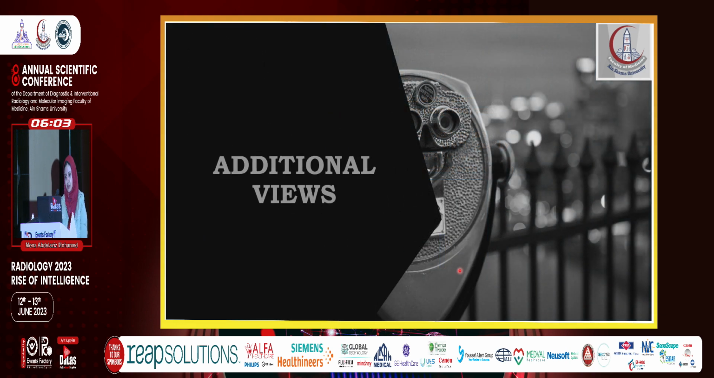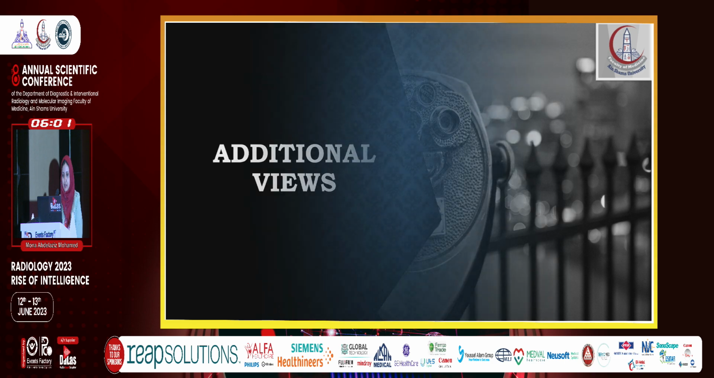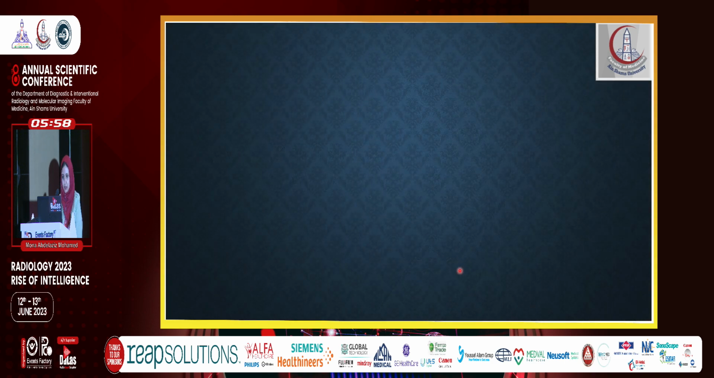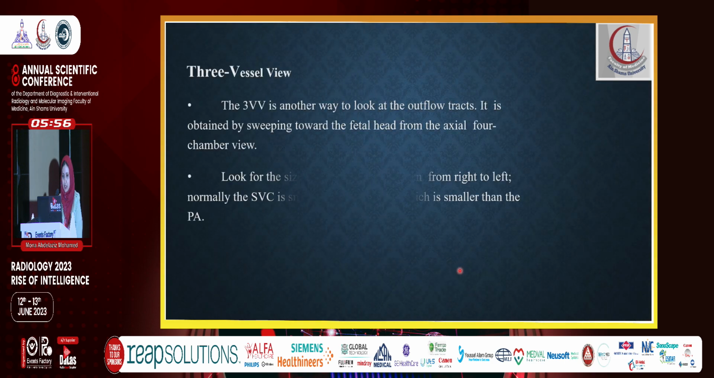We'll talk about other additional views: the three-vessel view, three-vessel trachea view, and the bicaval view. First, the three-vessel view. It's another way to look at the outflow tracts, and it's obtained by sweeping toward the fetal head from the axial four-chamber view, and we should look for the size of the three vessels. The superior vena cava is usually smaller than the aorta, and the aorta is smaller than the pulmonary artery, so the pulmonary artery is the largest of the great vessels.